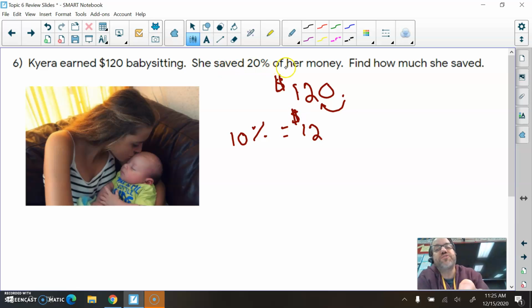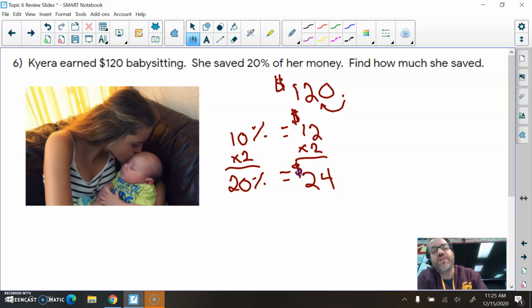Now remember, she saved 20% of her money. If 10% is $12, you could find 20% by doubling that or multiplying by 2. So just take $12 and multiply by 2, and you get $24. So that's a little trick you could use to do this type of problem mentally. Just find 10% and then double it to get your 20%.